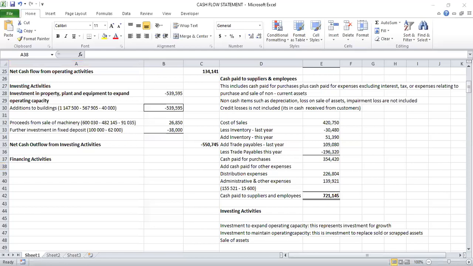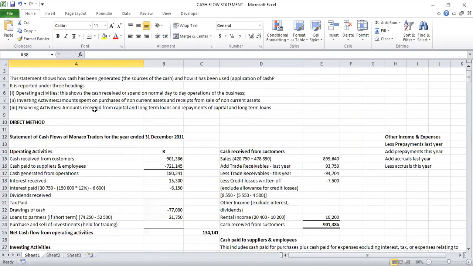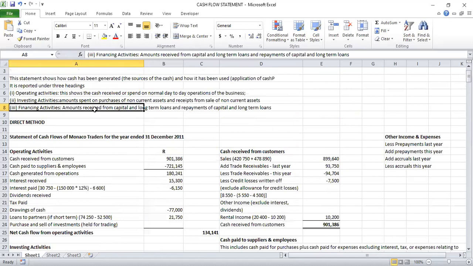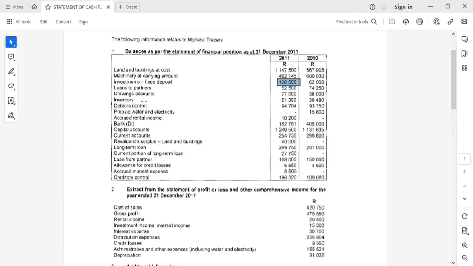Remember that financing activities are amounts received from capital and long-term loans. Amounts received from capital and long-term loans. So we have to go to our equity and long-term liabilities. That's where we play around.